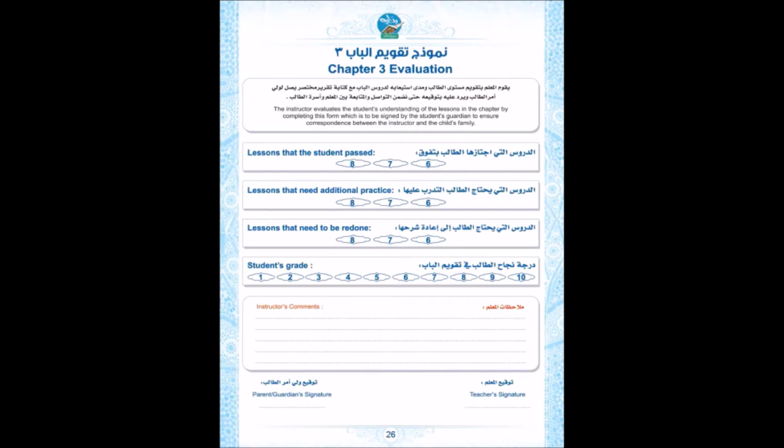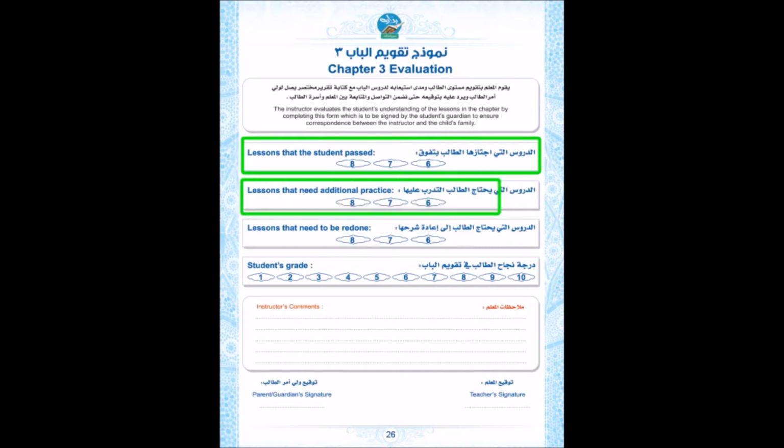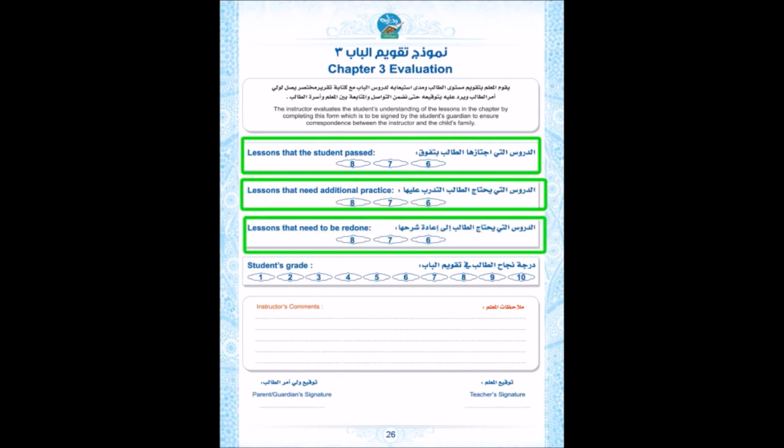The first evaluation will be the lessons that the student passed and needs no more help with, and then we have lessons that need additional practice, and then this third box, lessons that need to be redone. This might be a sign that the teacher needs to explain the lessons in a different way. Maybe the student was not receptive to a certain form of instruction, so when we mark the third box, what makes it different from additional practice is it needs new explanation. And inshallah, a score of 8 out of 10 will pass this chapter.